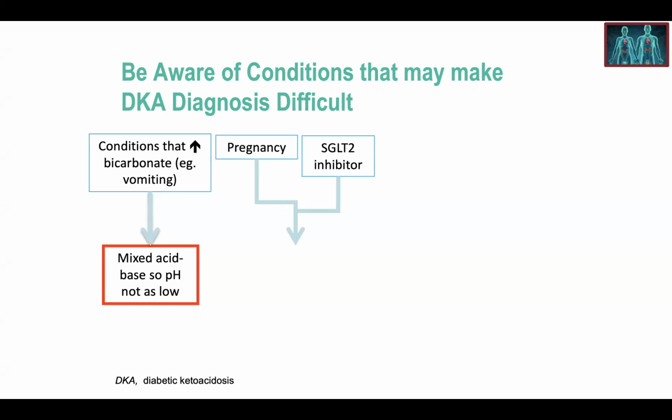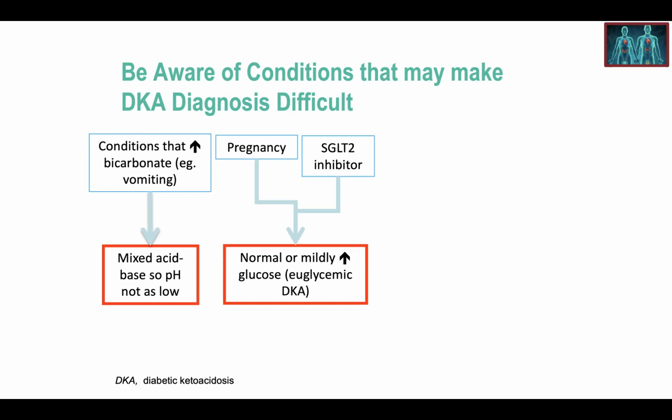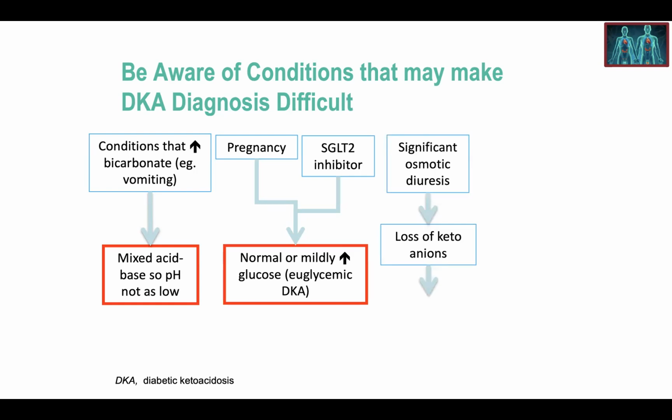If they are receiving certain types of insulin therapy, such as an SGLT2 inhibitor, one of the newer forms of therapy, or if they are pregnant, they may have normal to mildly elevated glucose, but they still have ketosis. These patients get missed a lot because they have a normal glucose, but they have profound acidosis. That requires, of course, that you do a beta hydroxybutyric acid evaluation.